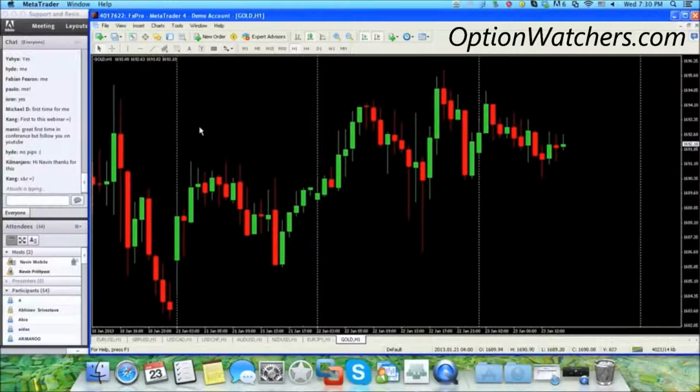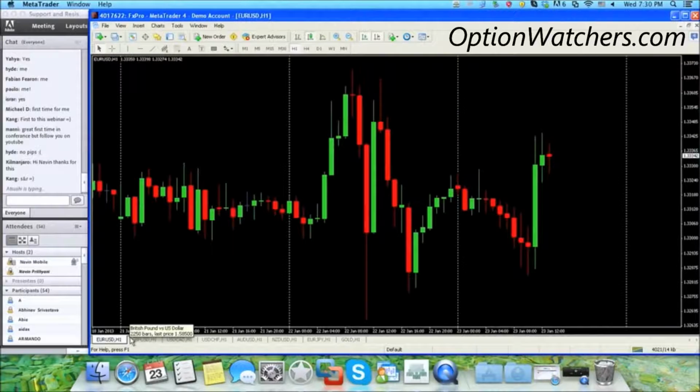Let's get started here. Now, what is support and resistance? What does support and resistance mean? Let's get into that first: the theory of support and resistance. Walls, very good. It's nothing but a wall.